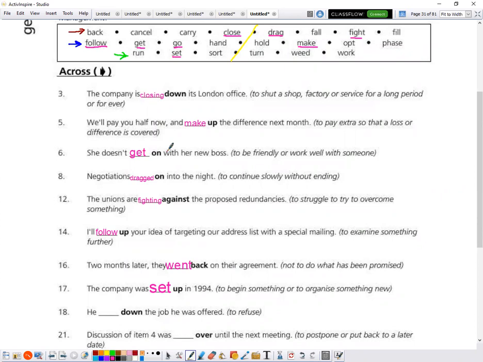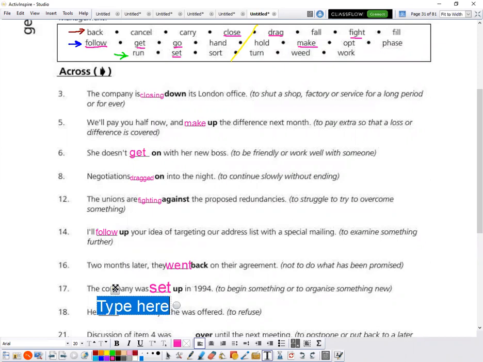What is it? Teacher, what does it mean? T-U-M. T-U-R-N. Oh, it's R. I didn't see the R. Turn. Turn down. I thought it was T-U-M. Turn down means to refuse. As it's in the past, I add E-D to be turned down, turned. Like this.